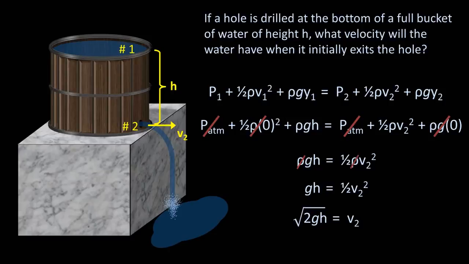This is historical trivia, but this solution is called Torricelli's theorem. Torricelli is the 17th century Italian physicist who invented the barometer and for whom the unit of torr is named after. Let's look at another application of the Bernoulli equation, one that's a bit more complicated.